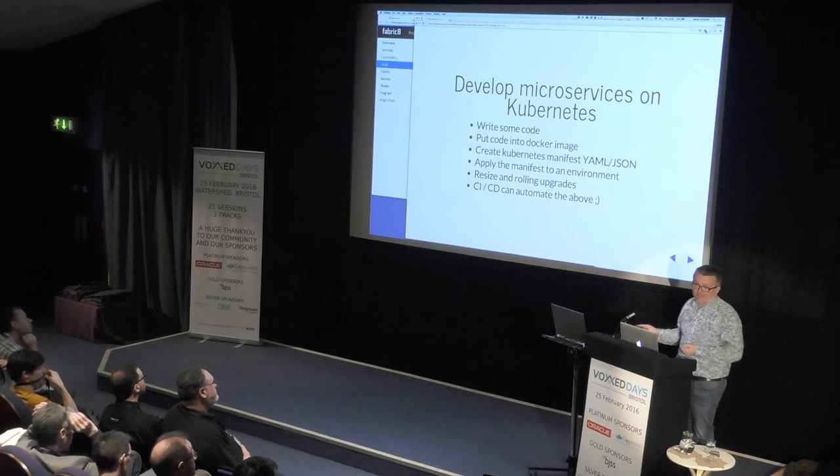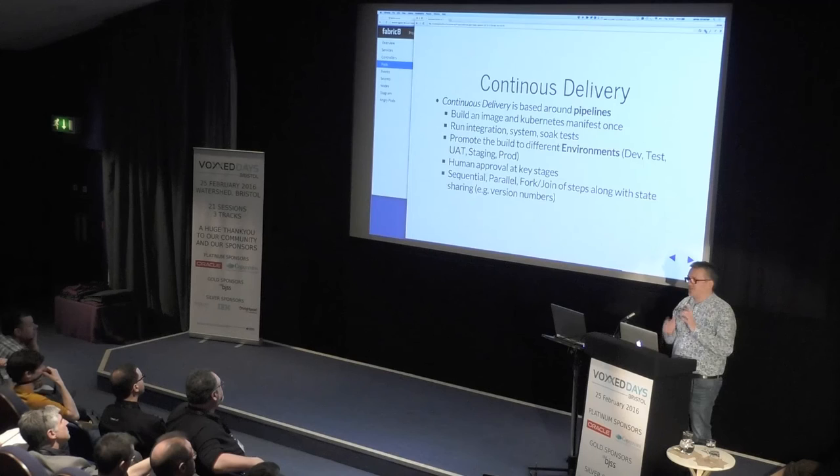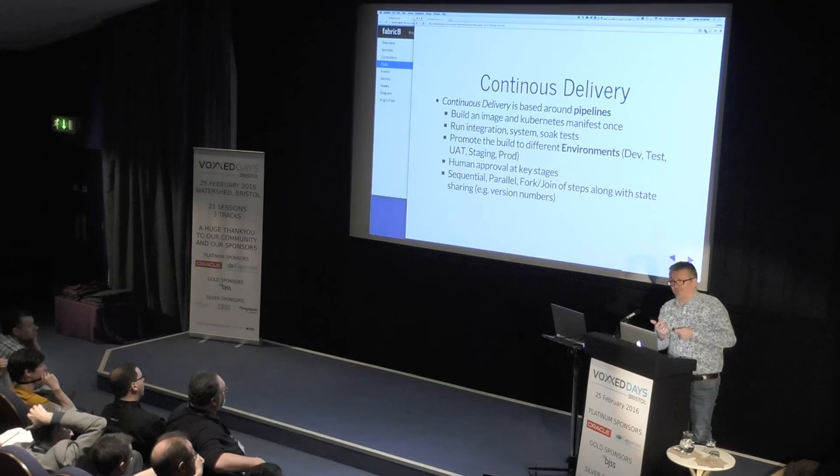The Fabric8 project is a long story. I don't really have time to talk about it too much, but one of the things we've been doing is continuous delivery on top of Kubernetes. Continuous delivery is a bit like continuous integration, but it's more about pipelines and long-running steps. Most people now do continuous integration, where you run a bunch of build steps before you commit or maybe after you've committed. Continuous delivery is more about running longer pipelines.